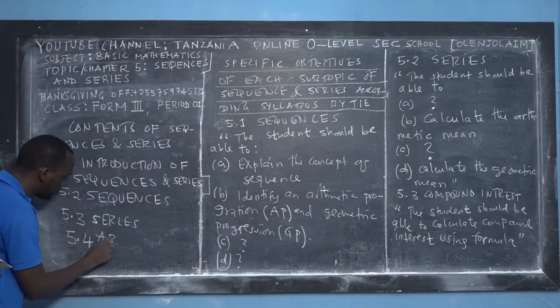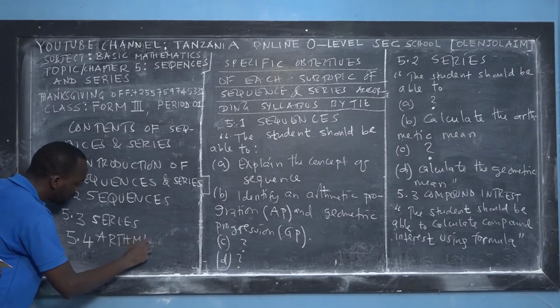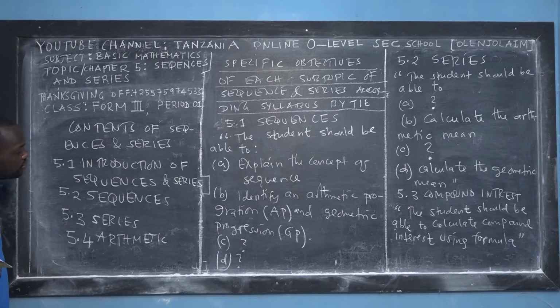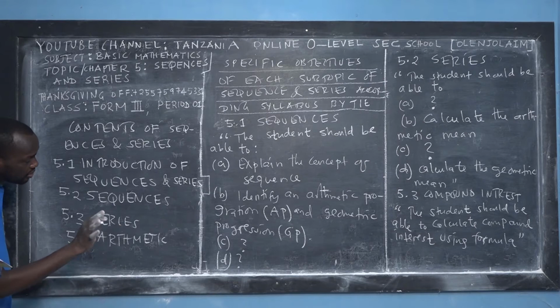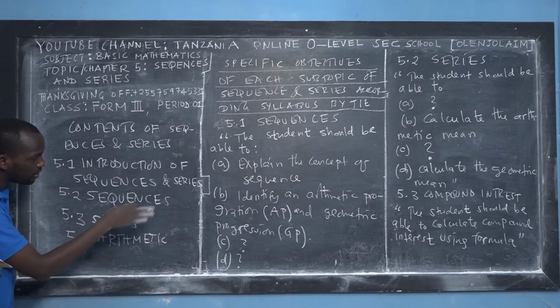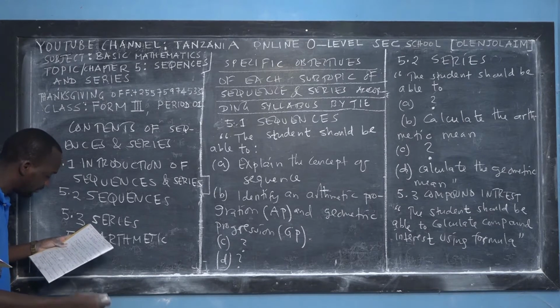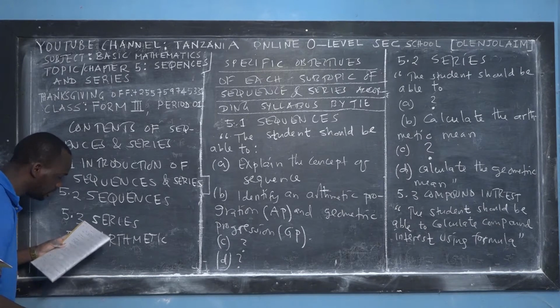So the first concept which I have to teach you will be achieving the first specific objective that explains the concepts of the sequence. That's the first specific objective, and then the other specific objectives are there. Also identifying what is the arithmetic progression and geometric progression. So I'll be teaching about arithmetic progression.